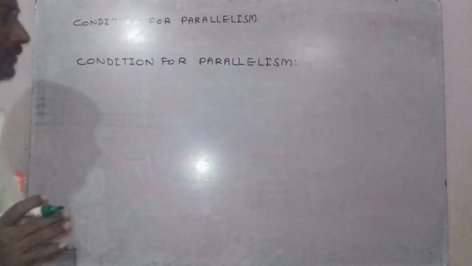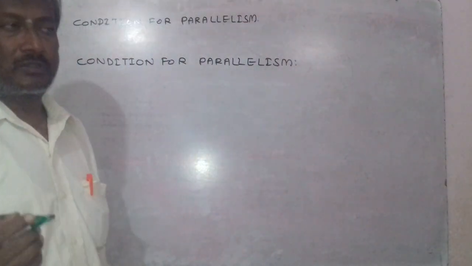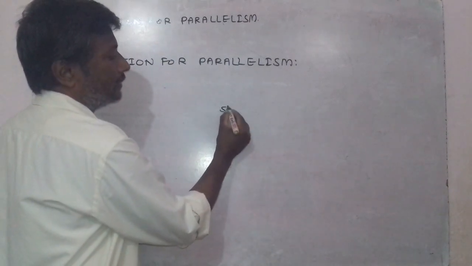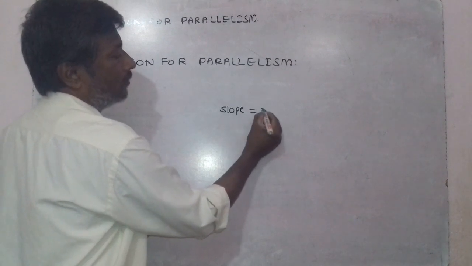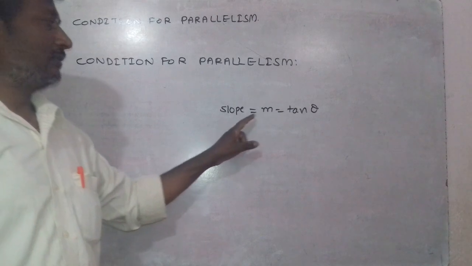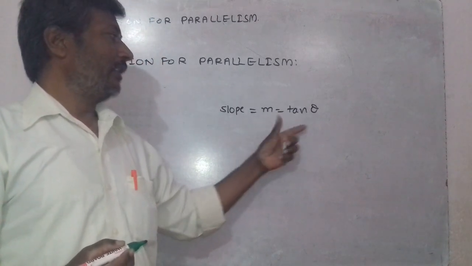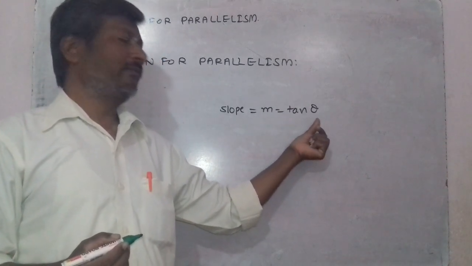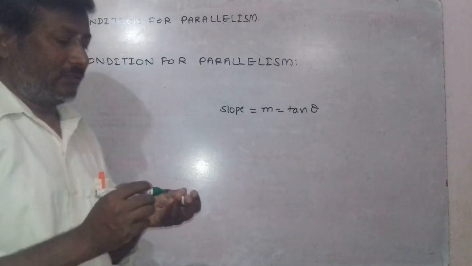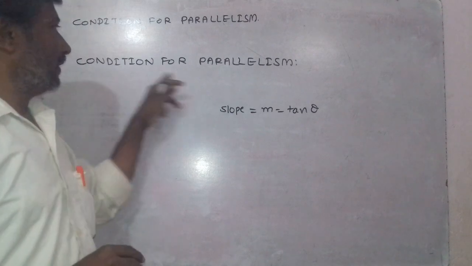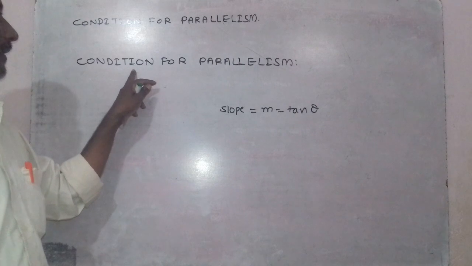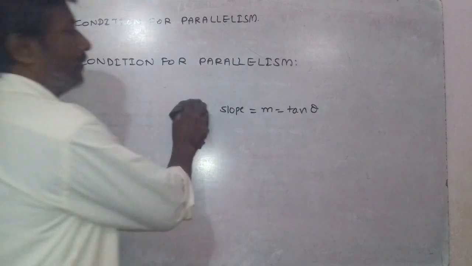So observe here, the slope of the line is given by m equal to tan theta. Slope means generally represented by m and it is given by tan theta, if theta is the inclination made by the straight line. In the same way, in this topic we are going to find the condition for parallelism.